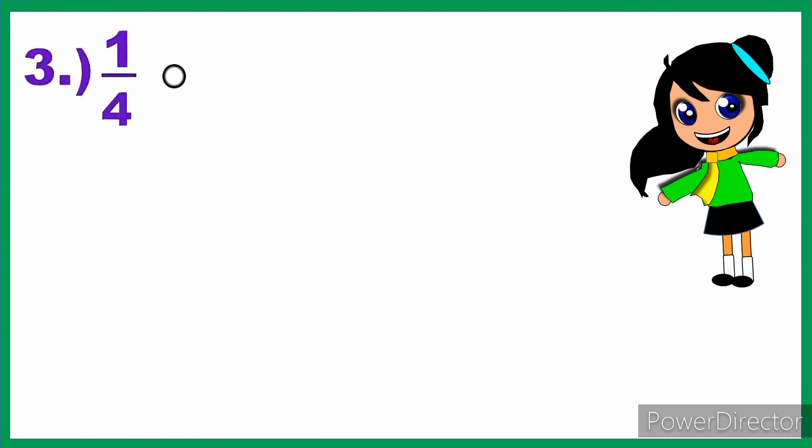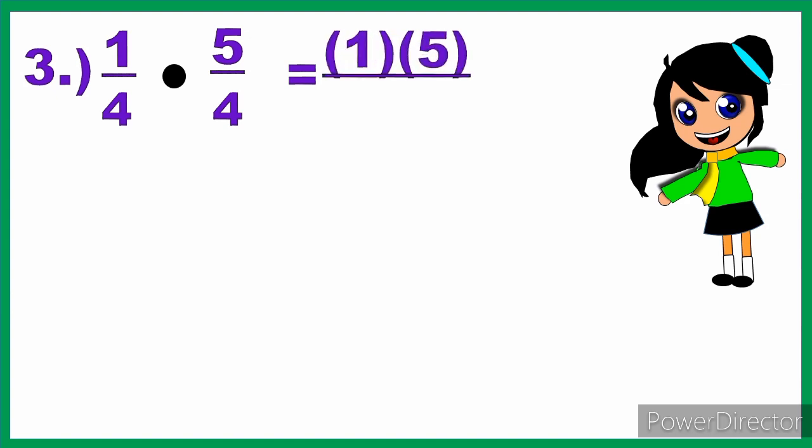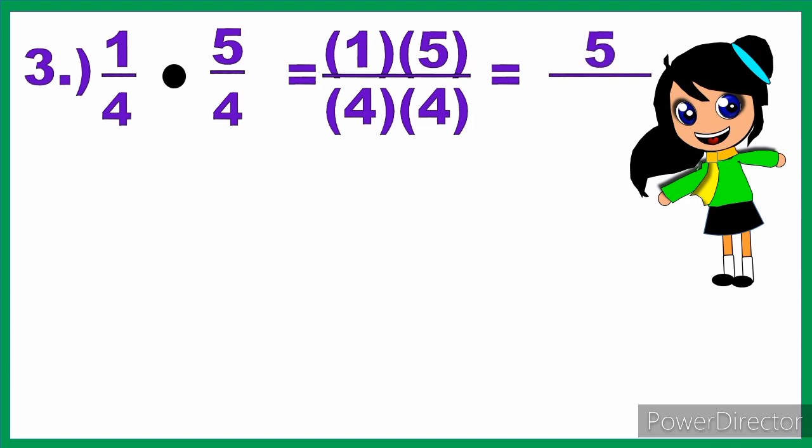Okay, number 3, 1 over 4 times 5 over 4 equals, we multiply their numerator, so we have 1 times 5. Multiply the denominator, we have 4 times 4. Then it is equal to 1 times 5 equals 5, and 4 times 4 is 16. So, we have 5 over 16. So, hindi na natin siya kailangang i-simplify since wala naman silang common factor.